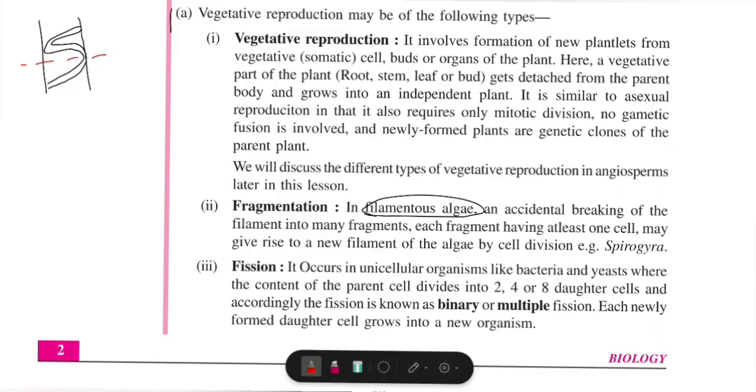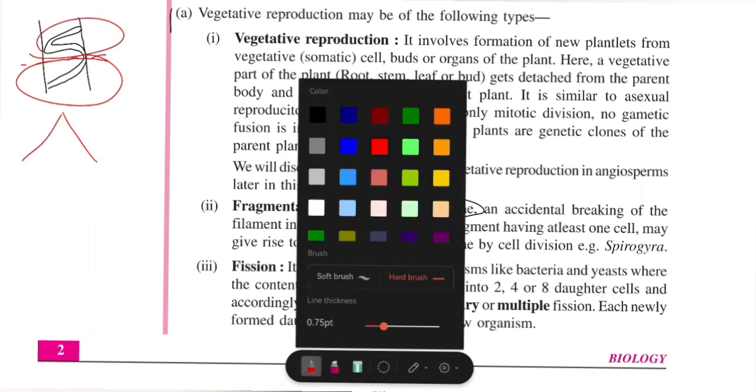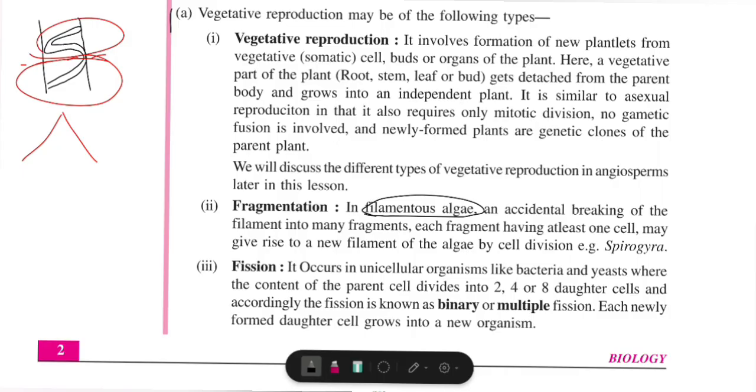Now what happened to the Spirogyra? There are two parts of the Spirogyra, the top part and the bottom part. So this part will break away and this part will break away, and it will turn into two different parts. This is the first part, and this is the second part of the Spirogyra.